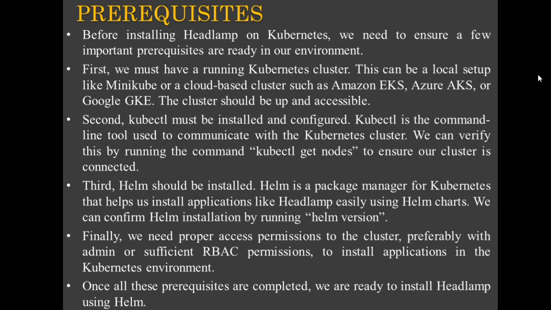Third, Helm should be installed. Helm is a package manager for Kubernetes that helps us install applications like Headlamp easily using Helm charts. We can confirm the Helm install by running helm version. Finally, we need proper access permissions to the cluster, preferably admin or sufficient RBAC permissions to install applications in the Kubernetes environment. Once all the prerequisites are completed, we are ready to install Headlamp using Helm.